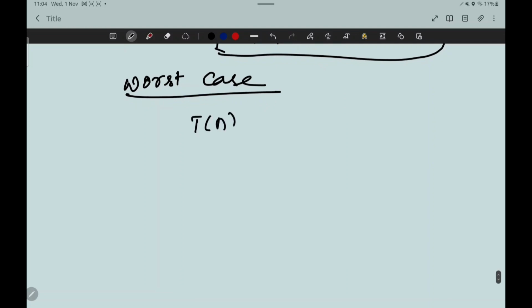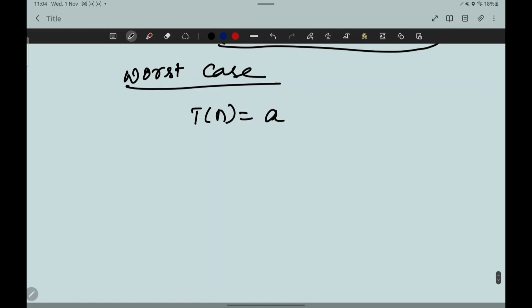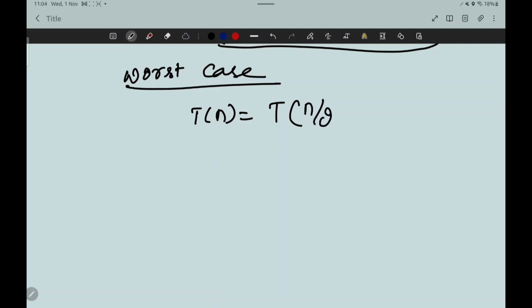The set will not be divided into two subproblems in quick sort, whereas in merge sort, even in the worst case, we are dividing the set into 2. Therefore, T of n by 2. How many sets? 2. And the 1 is nothing but to merge the elements.